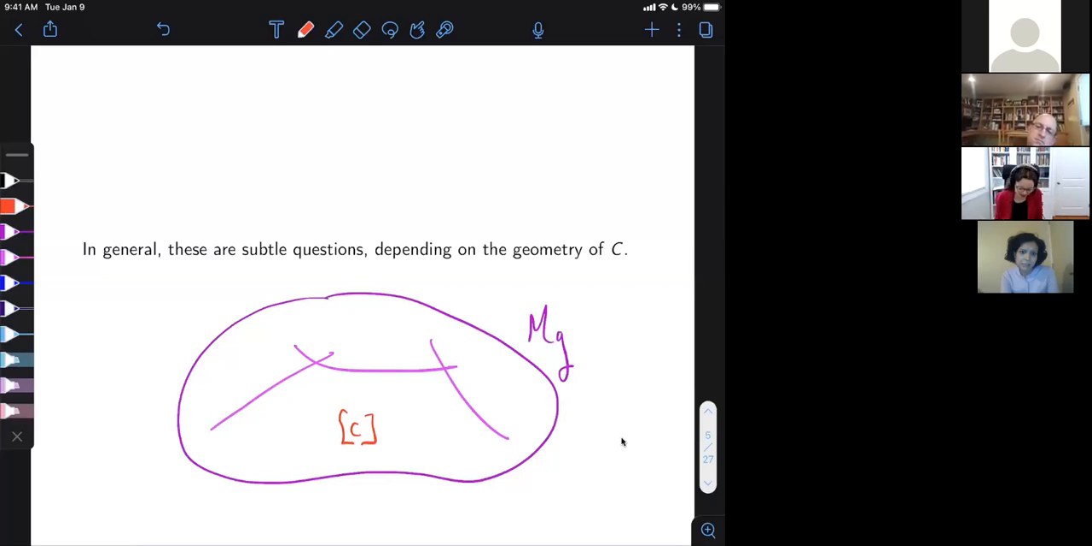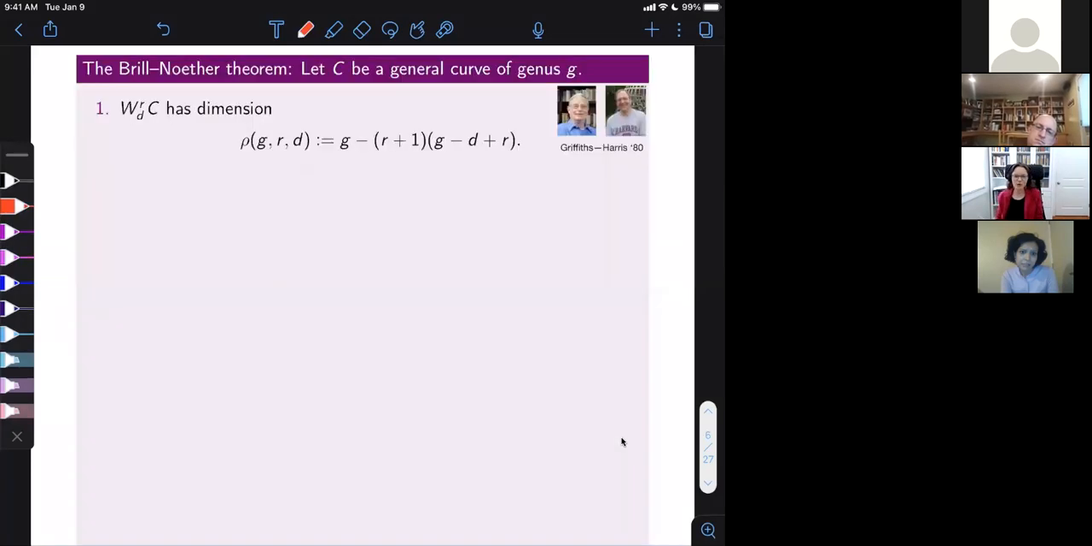And that is true, and that's borne out in the crowning achievement of this theory of limit linear series on curves, which was developed in the 80s. I'm going to take all of these results and squish them together and call them the Brill-Noether theorem. So the setup is, let C be a general curve of genus g, so in some open subset of moduli.